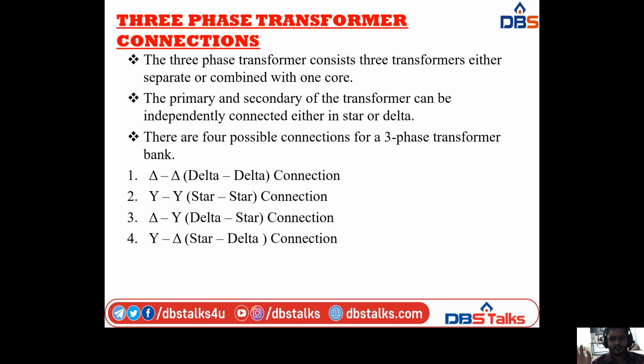So there are four possible connections for a three-phase transformer bank. Those are delta to delta connection, star to star connection, delta to star connection, and star to delta connection. Like this, we have different types of connections for the three-phase transformer. Firstly, I will start with the delta to delta connection.